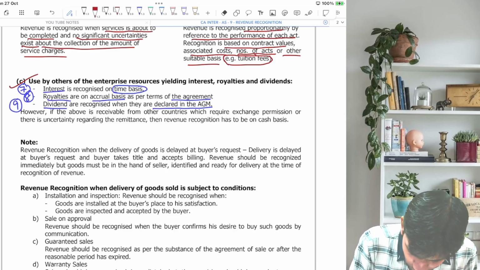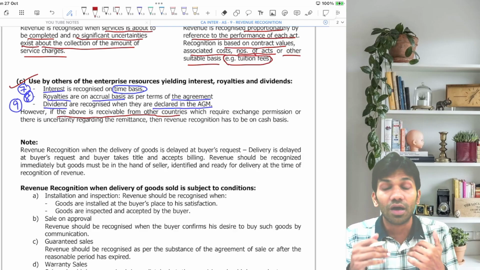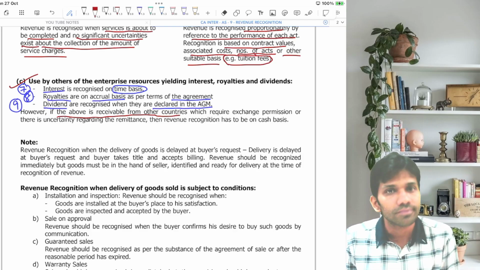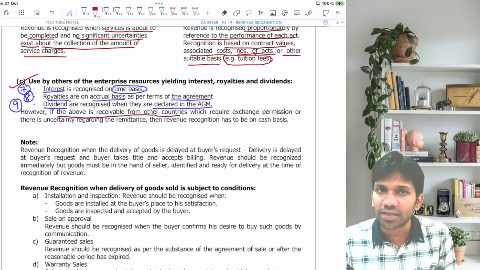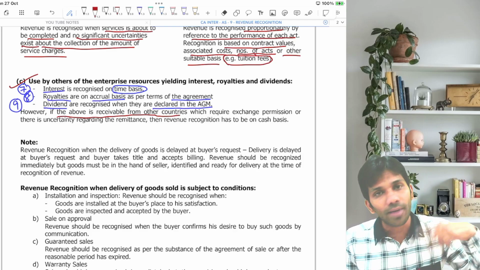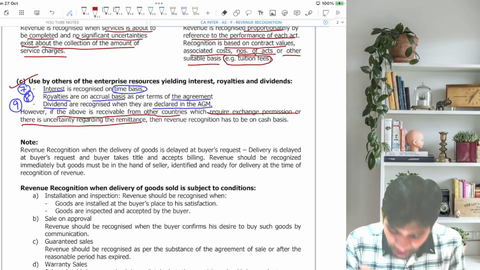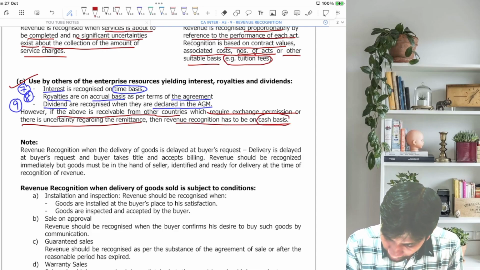However, if the above is receivable from other countries. Now, what is the meaning of other? It means, let's assume, interest from a foreign bank I am going to receive, royalty from some foreign investors, and dividend also from some foreign companies. If the above three are receivable from other countries, which require exchange permission, or there is uncertainty regarding the remittance, revenue recognition has to be on cash basis.